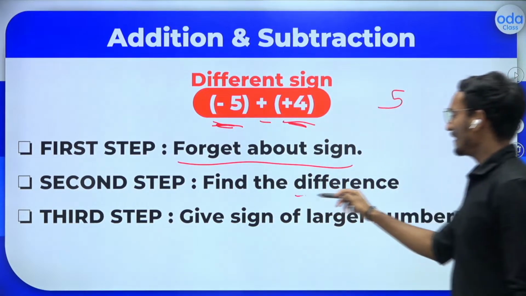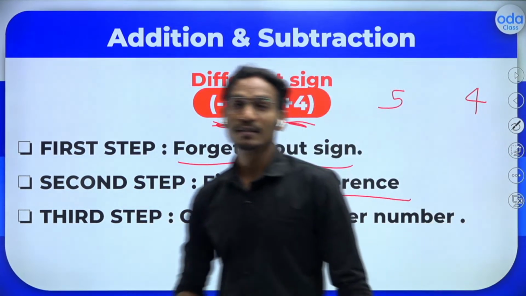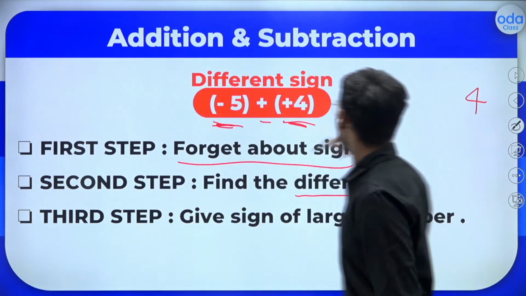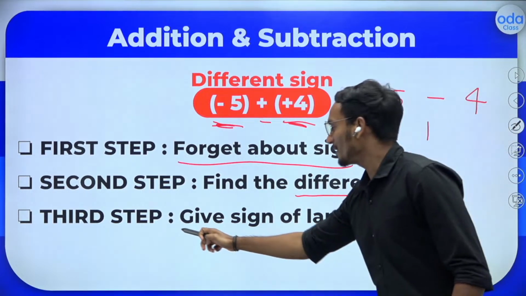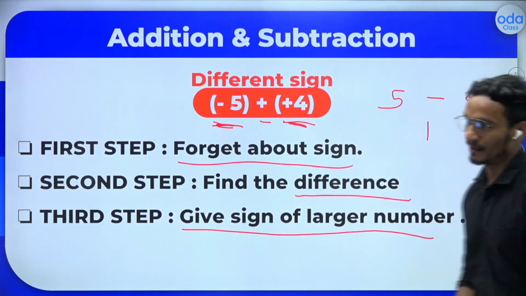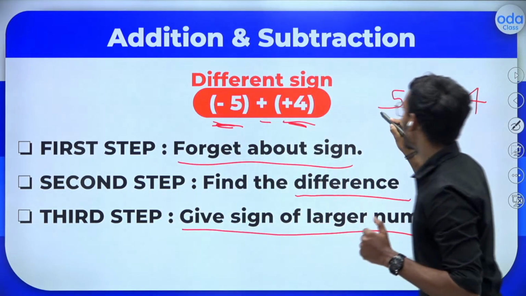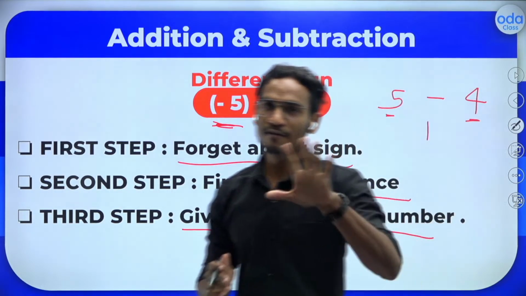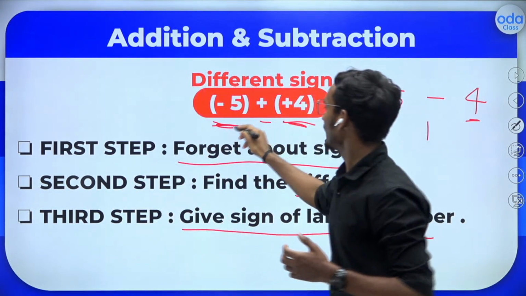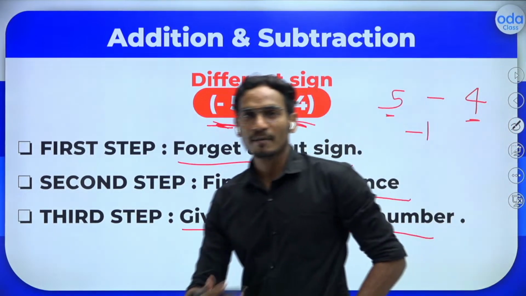Second step, find their difference। जब we are having different signs, we find their difference। Subtract कर लो, 5 minus 4 that is 1। Third step, give the sign of the larger number। larger number मतलब we have to think about their numerical values। 5 और 4 देखो, 5 और 4 में से कौन बड़ा? 5, तो 5 का साइन क्या है? नेगेटिव, तो इसका आंसर -1। समझ आ रहा है बच्चों?